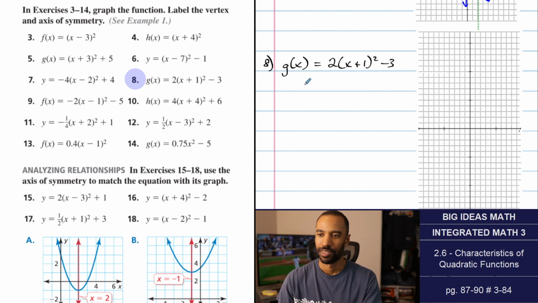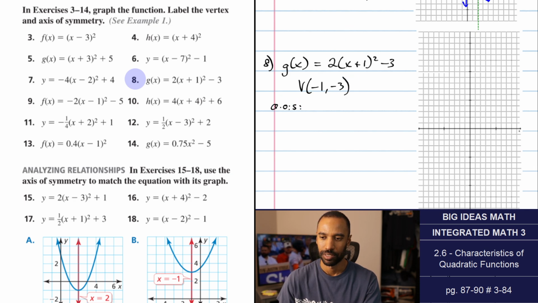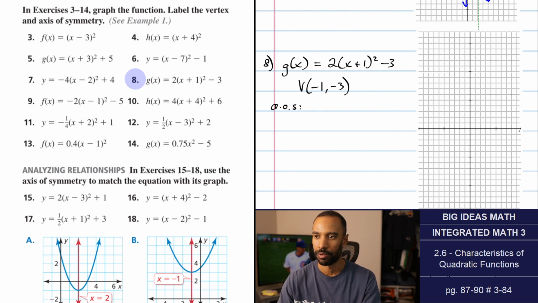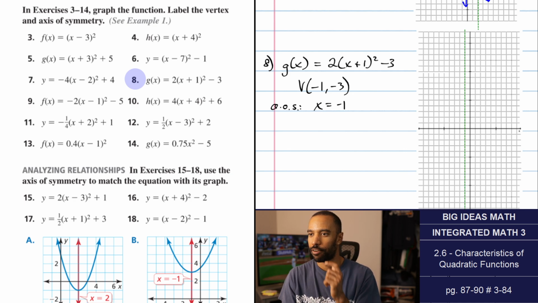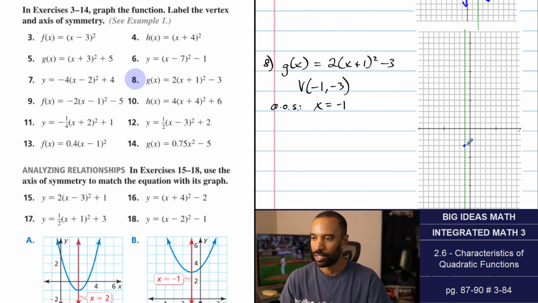All right. Vertex is at negative 1, negative 3. Axis of symmetry. Whoops. That looks weird. There we go. X equals negative 1. Let's do the axis of symmetry first this time, just because I already prepped. Vertex is at negative 1, negative 3.